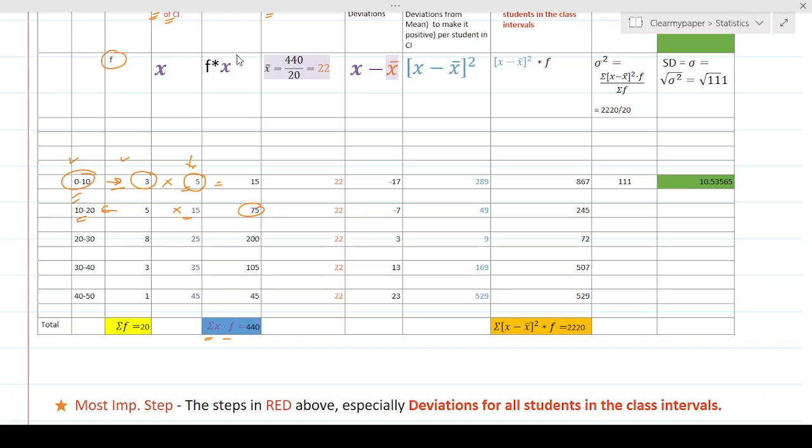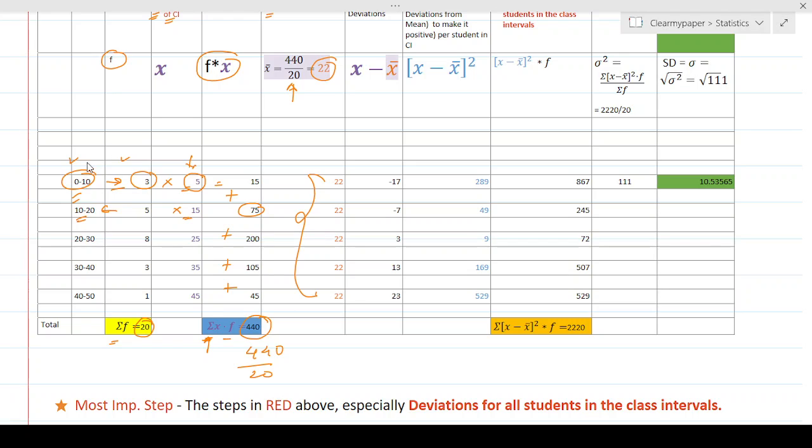So this is the f into x because I'm multiplying the frequency and the x, and then I'm adding all of them, and that's where the sigma sign comes, the summation. So the total marks for all the students put together is 440, and the total number of students, which is the total number of frequencies, sigma f, is 20. So my mean is going to be 440 upon 20, which is what I've written over here. If you see here, mean is going to be 440 upon 20, which is going to be 22, and I've written 22 here all over the place for reference purpose.